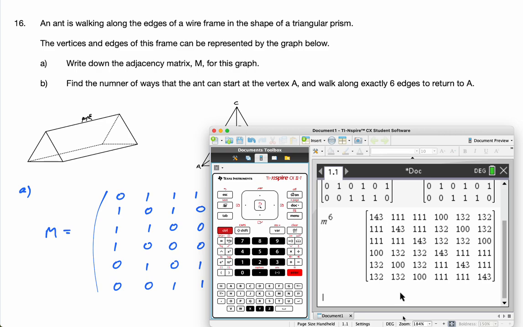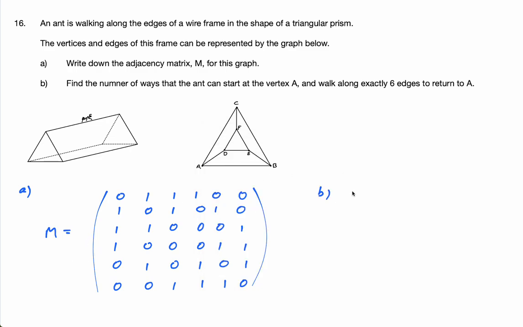So which of these is the number of ways from getting to A back to A? Well, it's this one, A to A. So it's 143. So it's 143 ways. Now you don't have to write out this whole matrix, but I'm going to say from M to the power of 6, there are 143 ways. Okay, that's it.